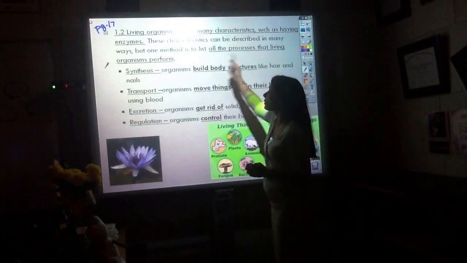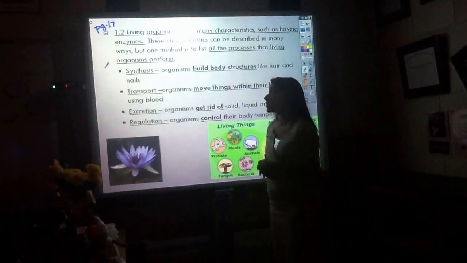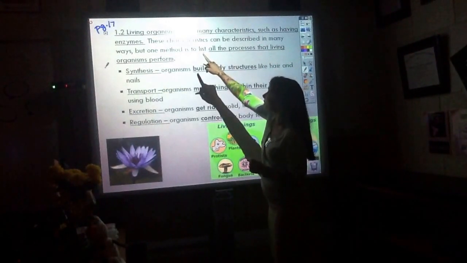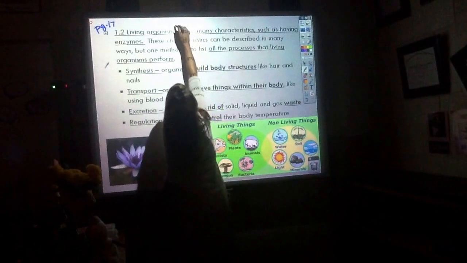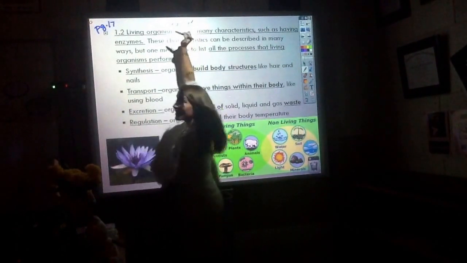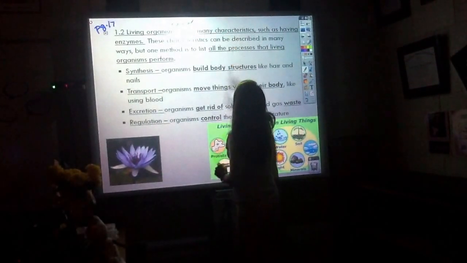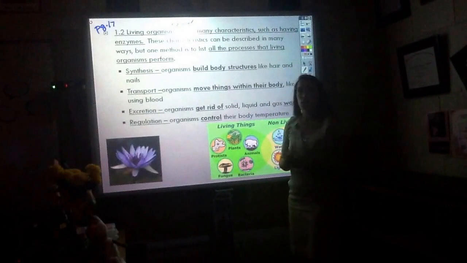17, about living organisms and the characteristics that they share. And so this section says living organisms, and this word is share. I know there's a glare, but the word is share. Living organisms share many characteristics, such as having enzymes.